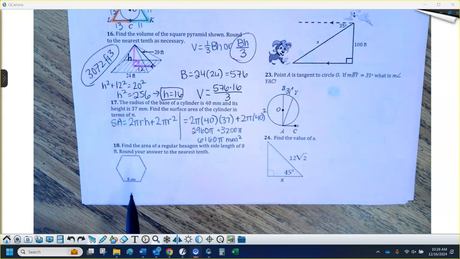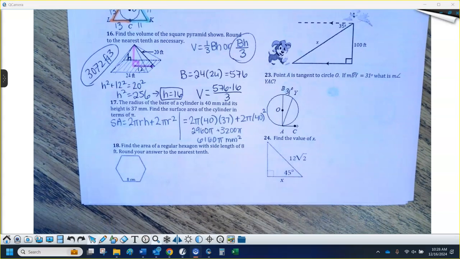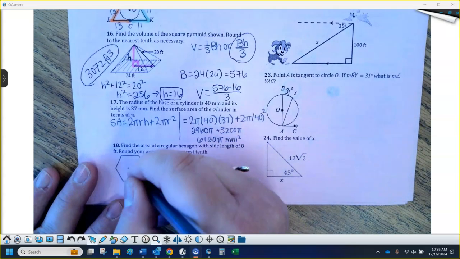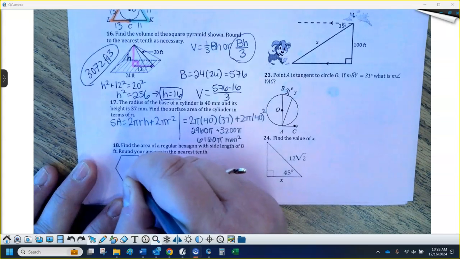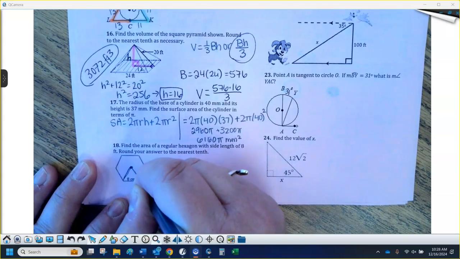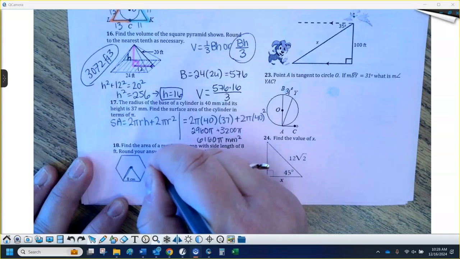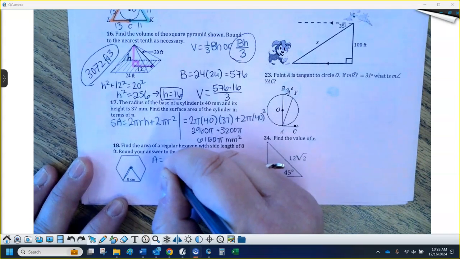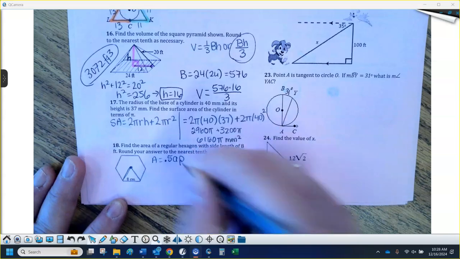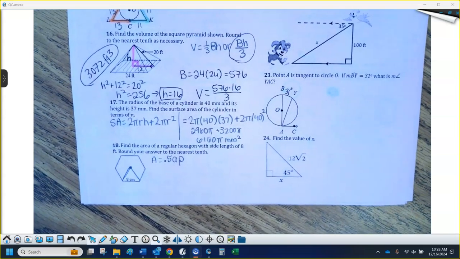Okay, now hexagon area. We've done this a bunch. We did it in the area unit, and then we did it again in the volume unit because we had some different shapes like a pyramid or a prism that had a hexagon as the base. And forgive me, I probably should have put that 8 in a different spot. But remember, when you find the area of a regular hexagon, it's 1/2 the apothem times the perimeter.